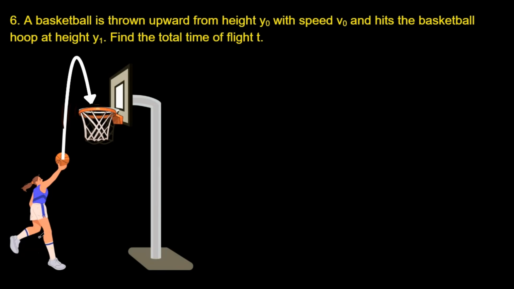Let's start with a quick sketch and define our positive direction. So here we have the ball that's launched from v0, it goes up into the air, comes back down, doesn't quite get all the way to the ground, and it hits the basketball hoop, which is above the ground, and we want to find the time that it's in the air.